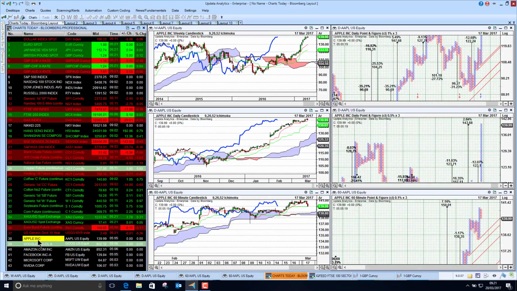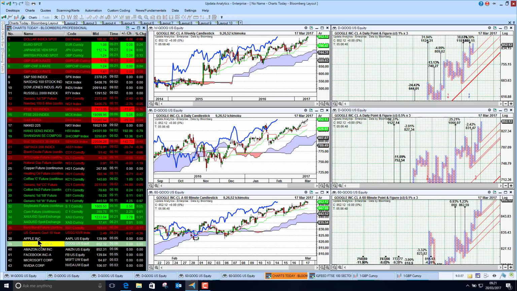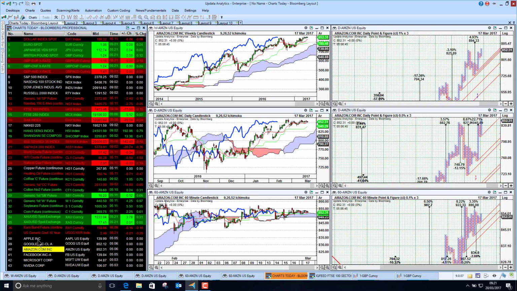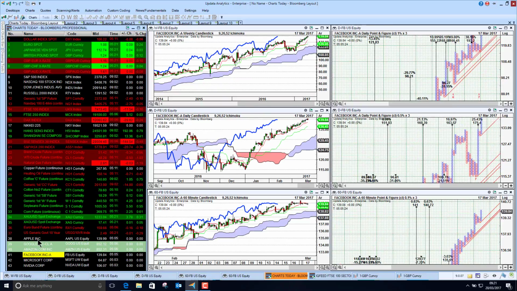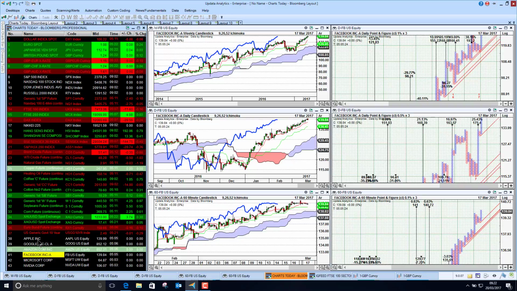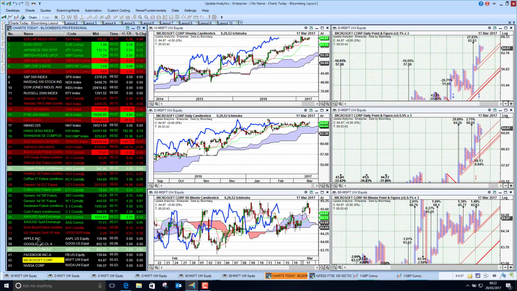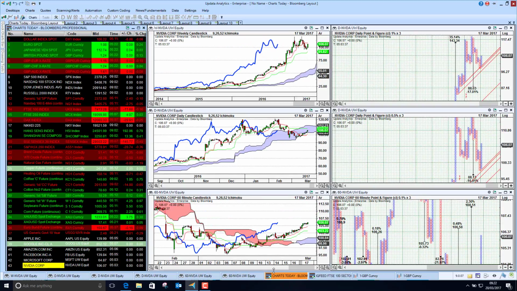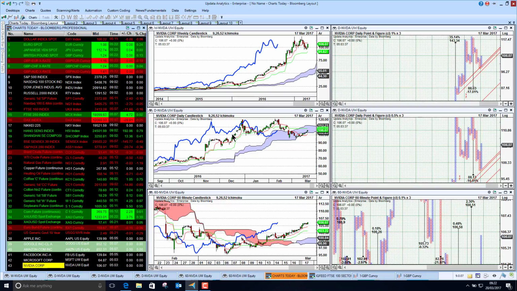Looking at Apple, bullish above the cloud still, and Amazon, Google, all still pretty bullish. Facebook, just nudging this 140 level, looking bullish above all three clouds. Microsoft also above all three clouds, and Nvidia back in the short term, one I've been watching because I sold it.